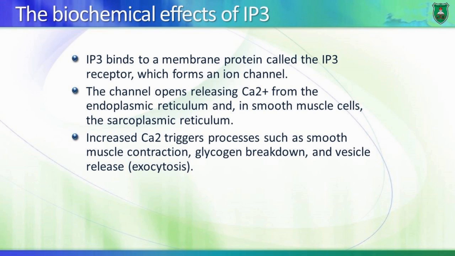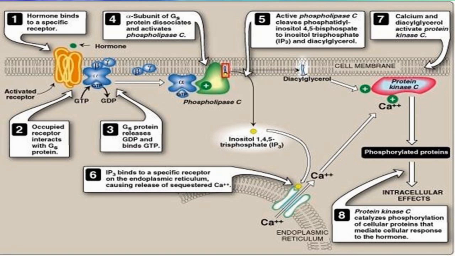So what does IP3 do exactly? Well, let's look here. So you have ligand binding to the receptor. The receptor is activated. It activates the G protein. The alpha subunit is released and it's active. It interacts with the phospholipase C. And when it does, it converts PIP2 into IP3 right here and diacylglycerol.